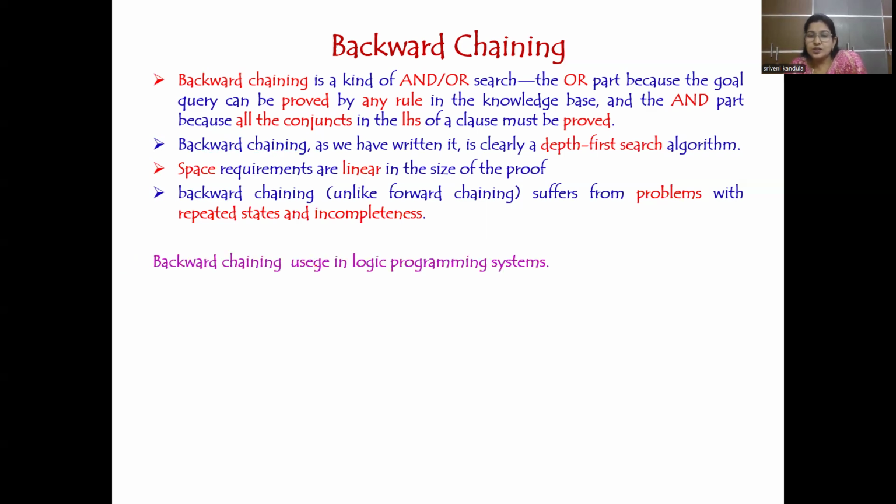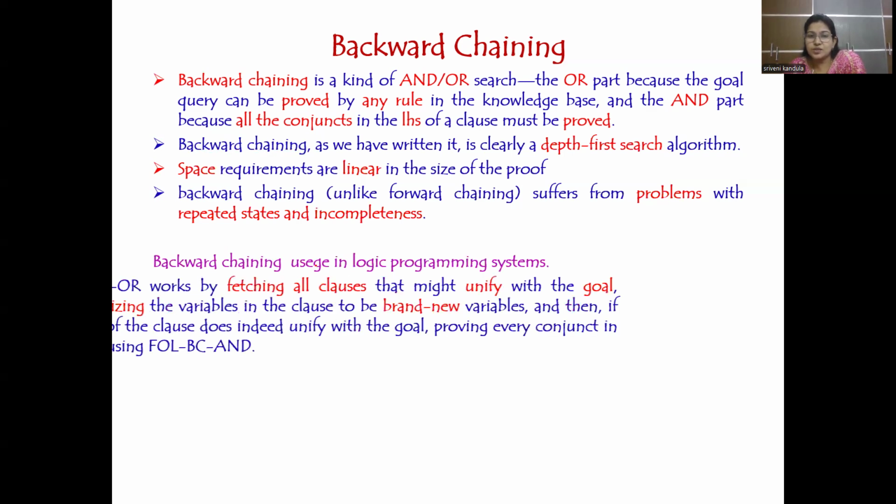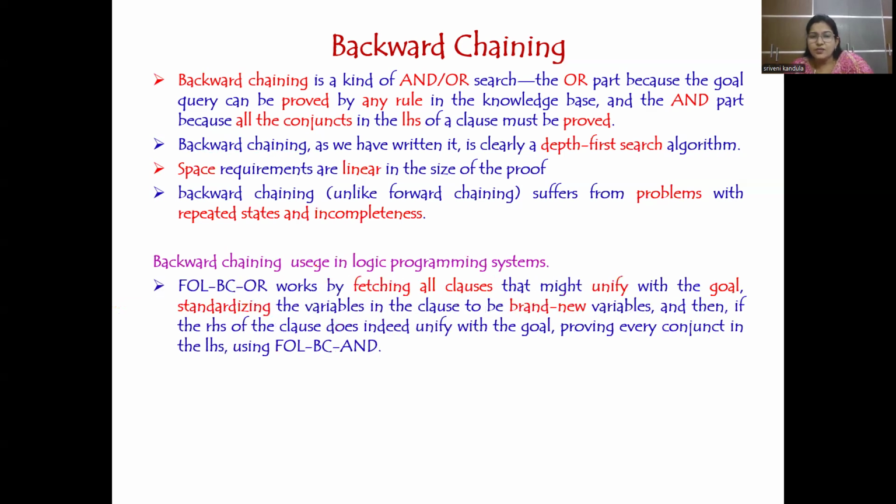Where we will be using this is in logical programming systems. First of all, clauses will be fetched and we try to unify them with the goal. While unifying, first of all, we have to standardize all the variables. This standardization I have discussed in the previous lecture on forward chaining, so I will not be repeating it here. If the clauses do not unify with the goal, then we prove every conjunct in the LHS using an AND node.